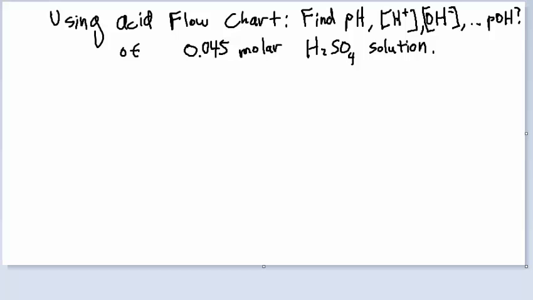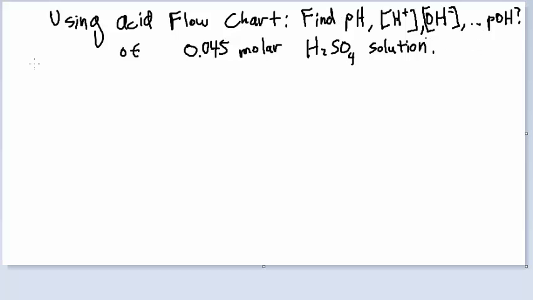Alright, there's going to be some rapid fire examples here of how to use this acid flow chart, the equations on the acid flow chart. So what we got here is a 0.045 molar solution of sulfuric acid, and we want to basically find everything about that solution. So basically these four ways to express how acidic or basic it is.